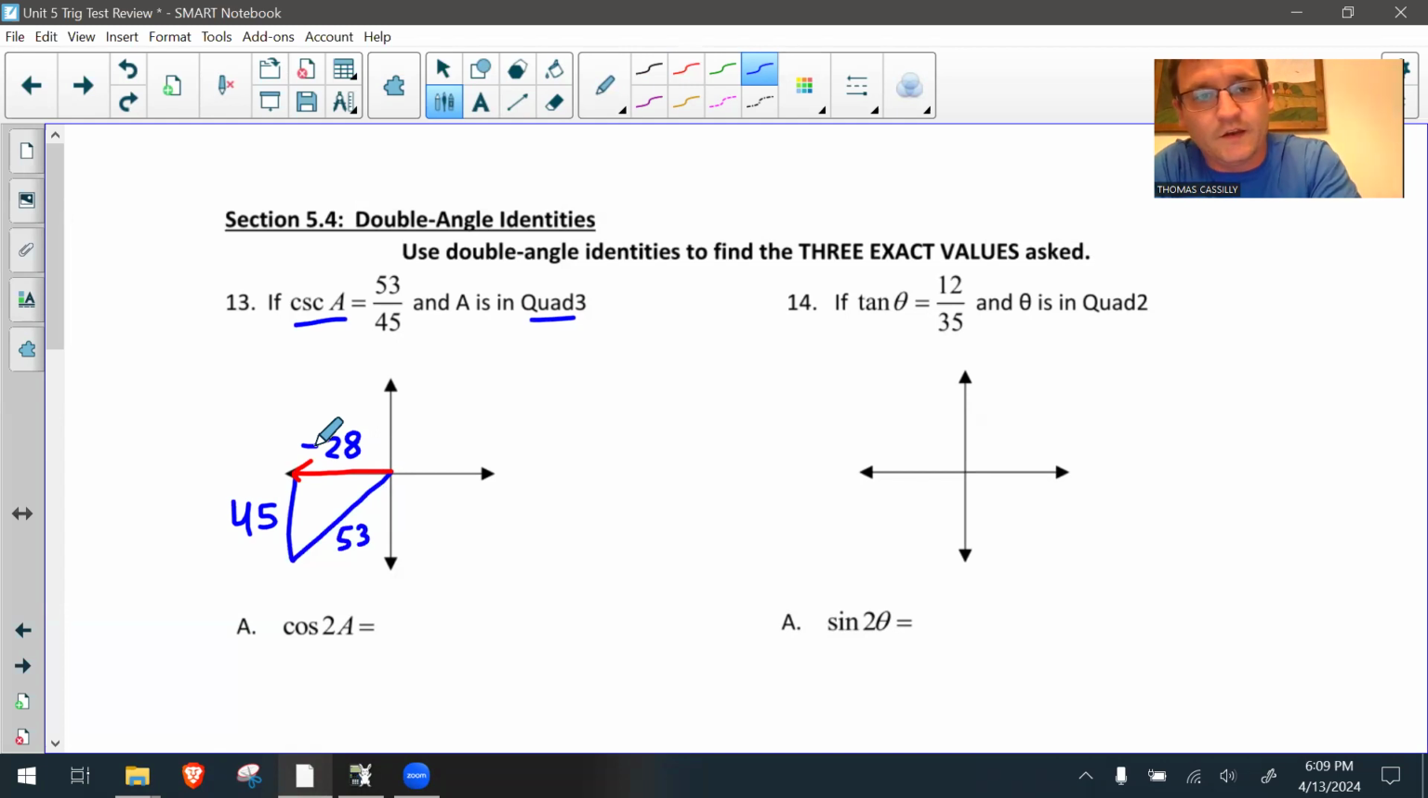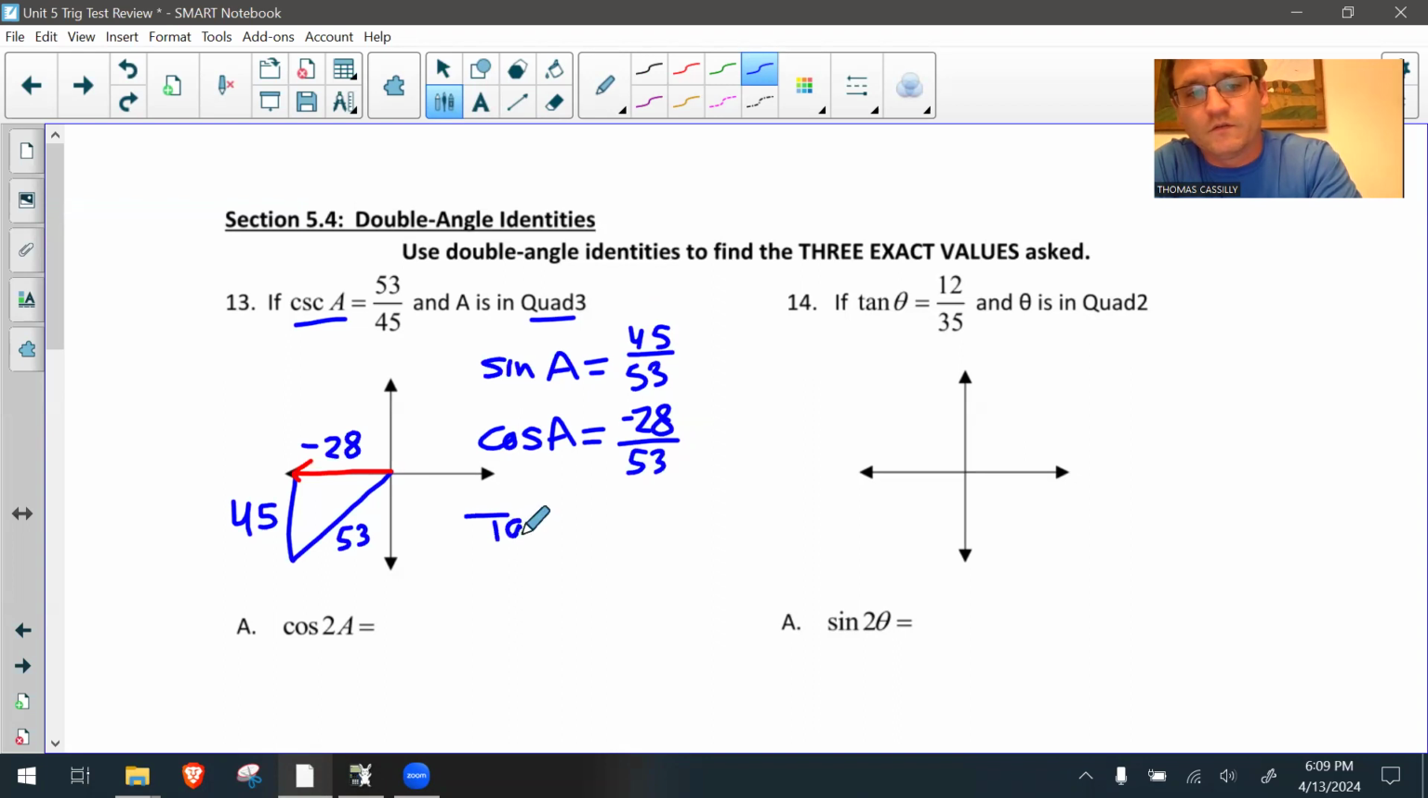Let's list out all of the ratios. Sine of A is 45 over 53. Cosine of A is negative 28 over 53. And then the last one, the tangent, is 45 over negative 28. All right, so with that, we can press on.